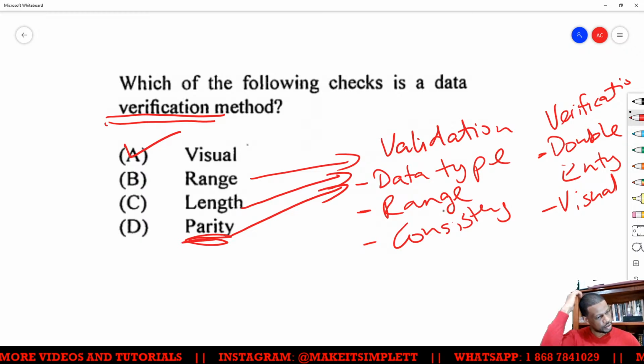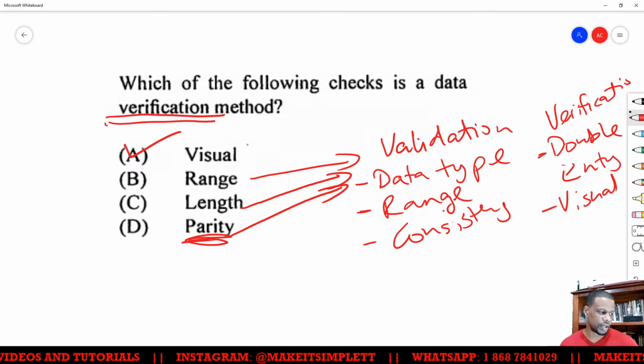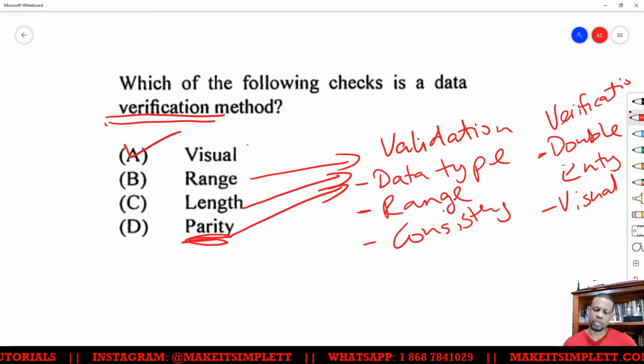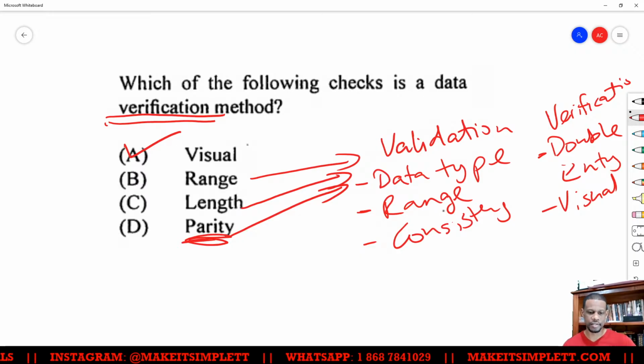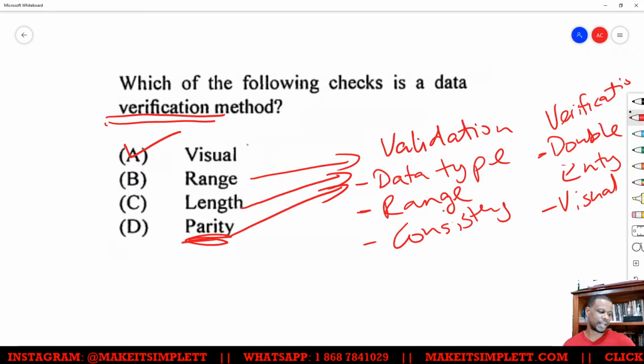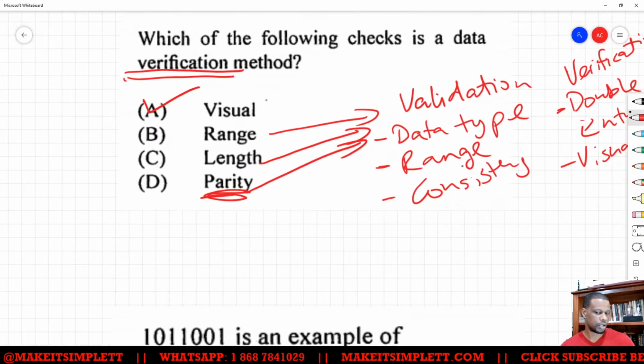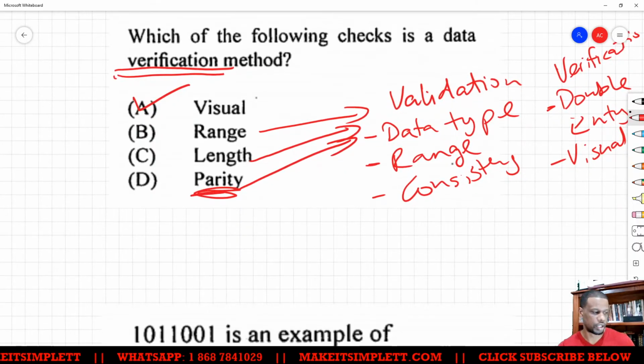So remember, when you're verifying something, it's because you want to make sure it's correct. When you're validating something, you want to make sure that it meets your requirements. So something is invalid when it doesn't meet your requirements. Cool, good, wonderful.